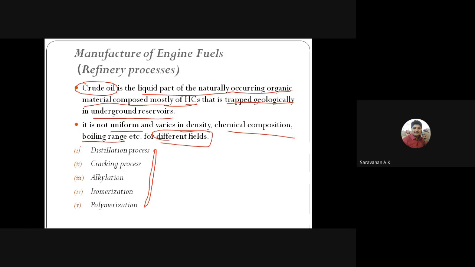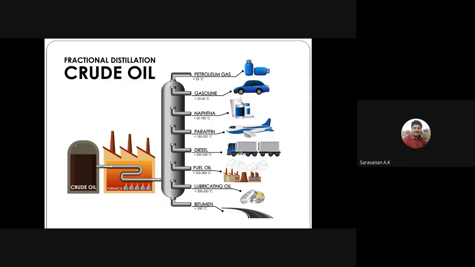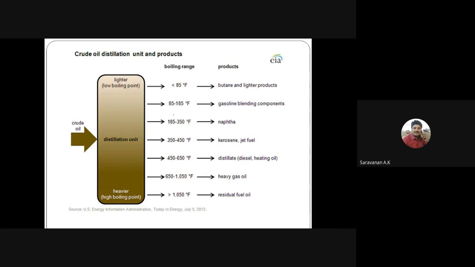Through the refinery process, we can get different types of fuels, and not only fuels, different types of products. Depending upon the temperature, from crude oil we can get petroleum gases, gasoline, naphtha, paraffins, diesels, fuel oils, and lubricating oils. These components are produced from crude oil by refinery processes.